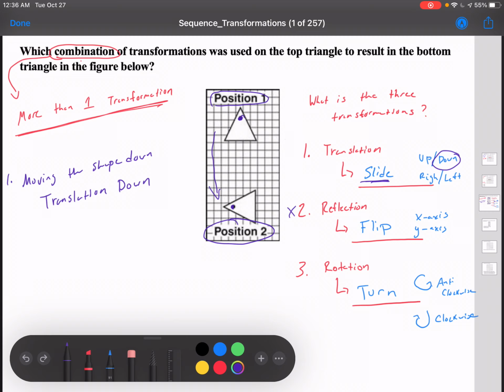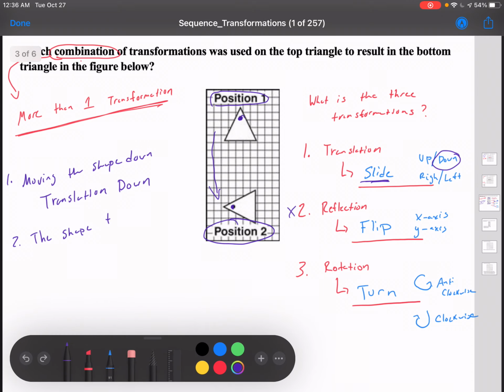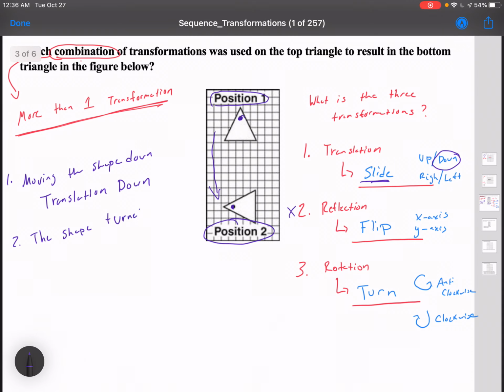Which leaves one more possibility. It could be a rotation. Notice how the shape turned, right? The shape turned. So I'm going to go ahead and write that in. The shape turned. And which way did it turn? Did it go with the clock?